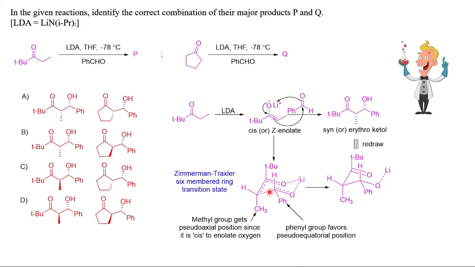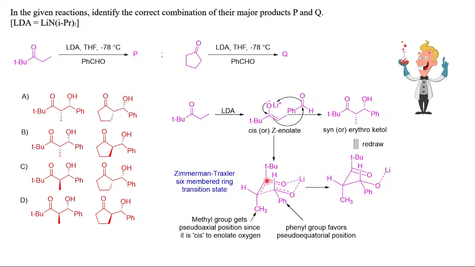Now if you see this Z enolate, how I have drawn this, because this CH3 and oxygen are on the same side, that means either up or down. That means this CH3 and oxygen are down.